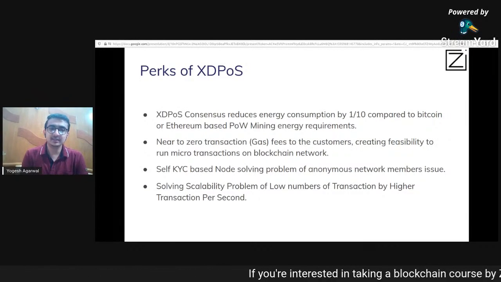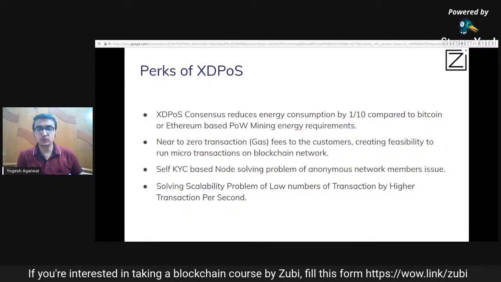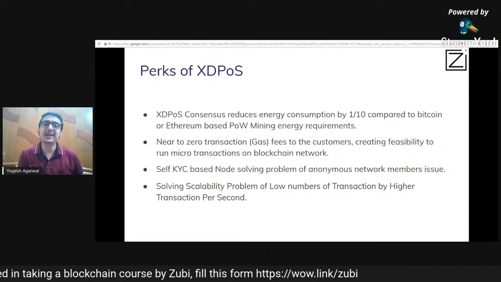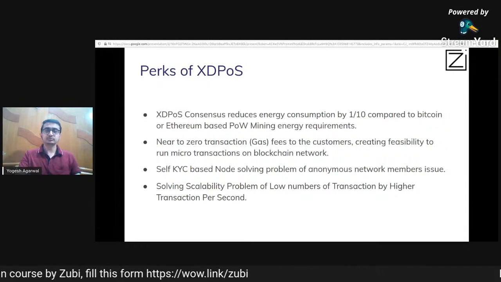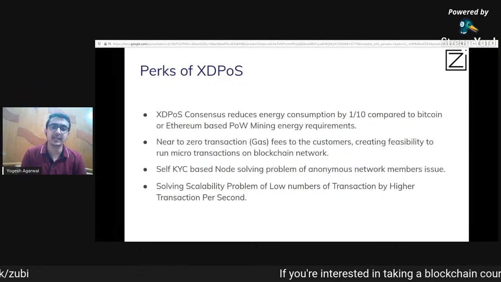So they have high transaction fees. But in XDPoS, we have near to zero transaction fees, so we can even do micro transactions. For example, you are sending your friend maybe 50 rupees or 100 rupees through Paytm, right?